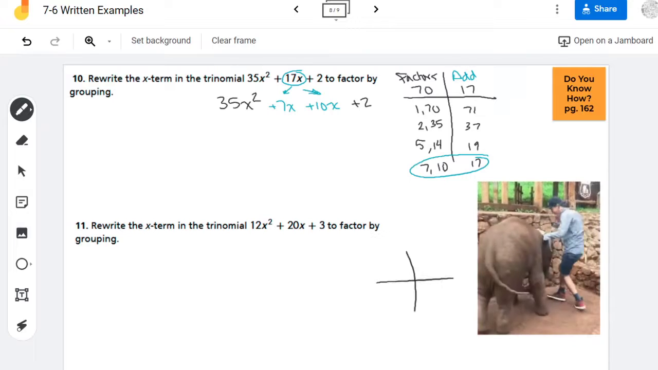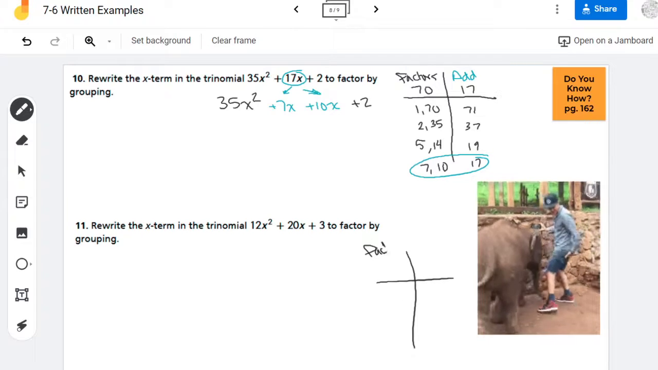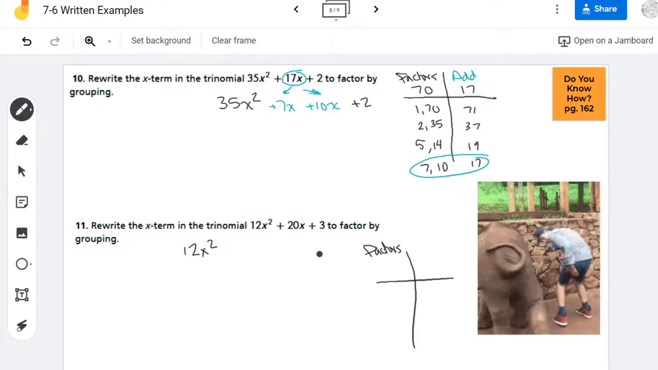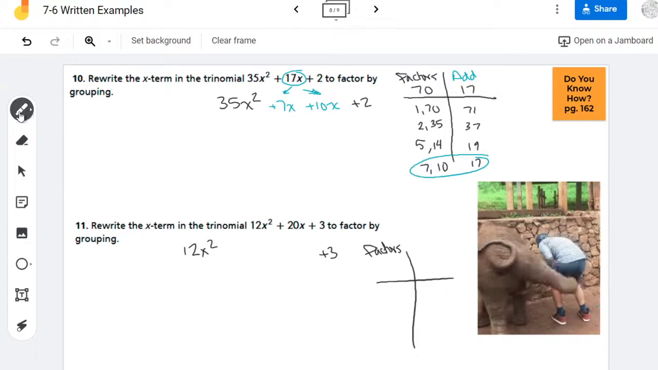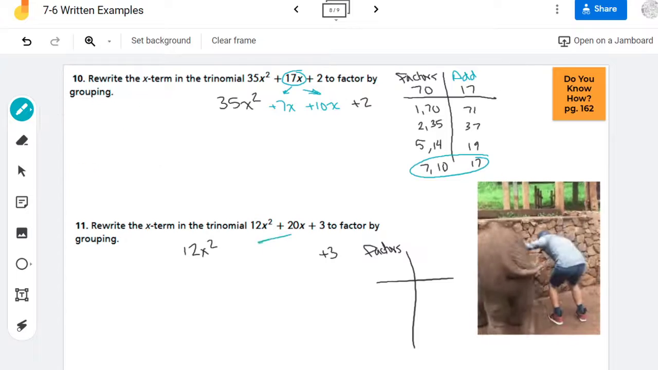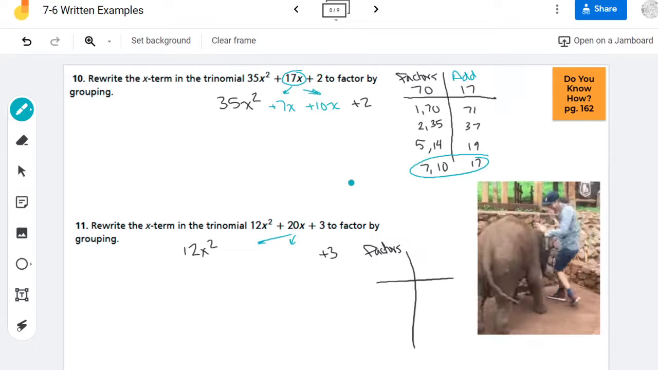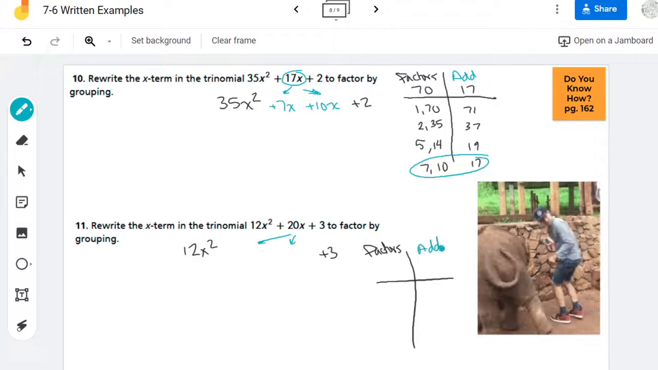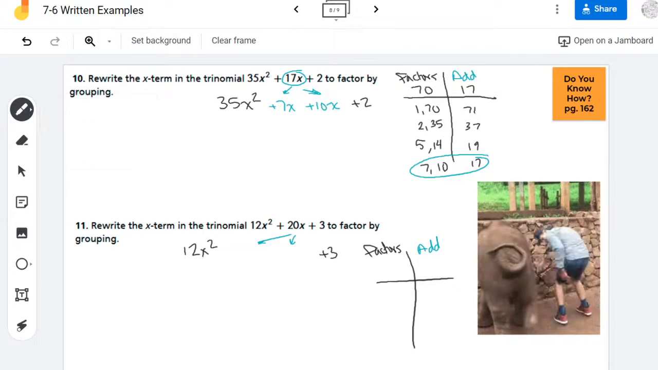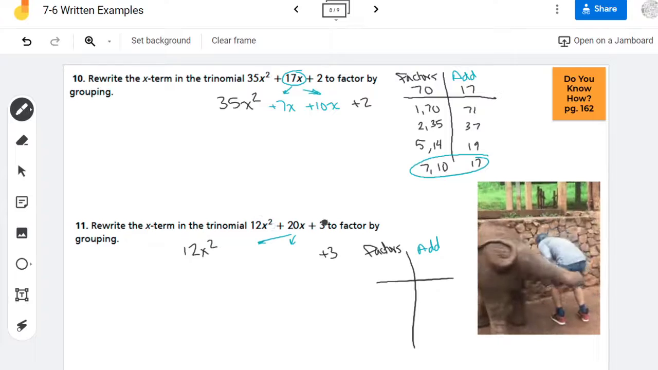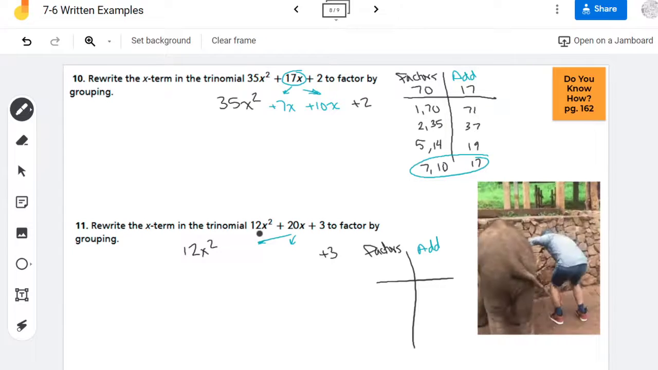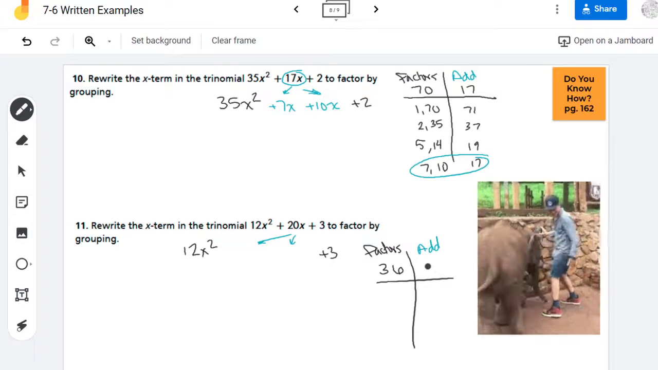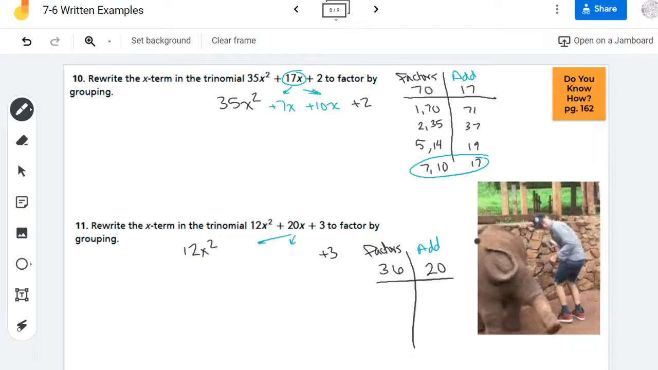All right, so let's go ahead and try that one more time. I'm just setting up my table. Now remember, I have my 12x squared, and I have my plus 3. So it's just this 20x that's going to be split up, right? Now because my second sign's a plus, I'm going to find the ones that add to make 20. So I take it and I multiply a times c. So 12 times 3 is 36, and I'm looking for the factors that add to make 20.